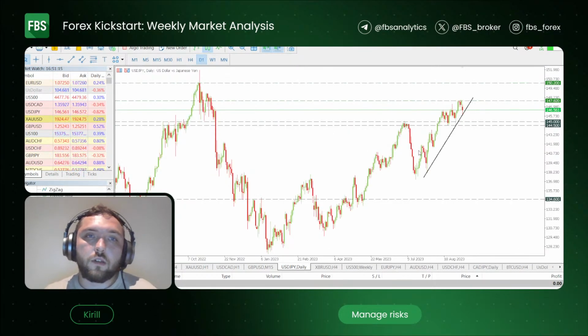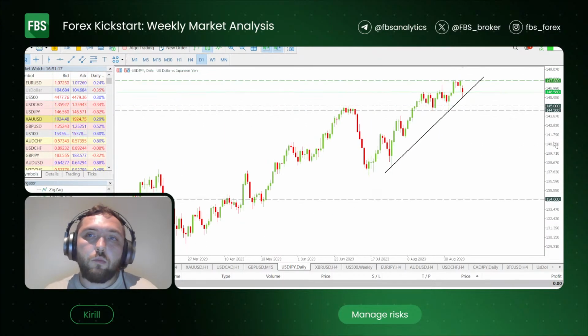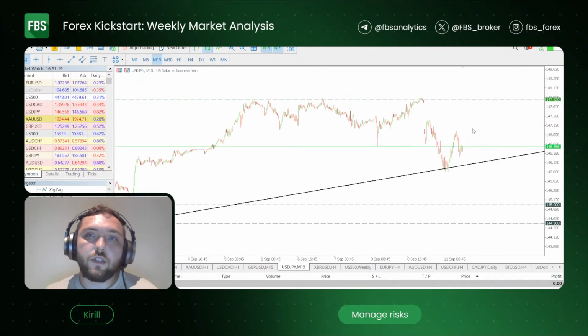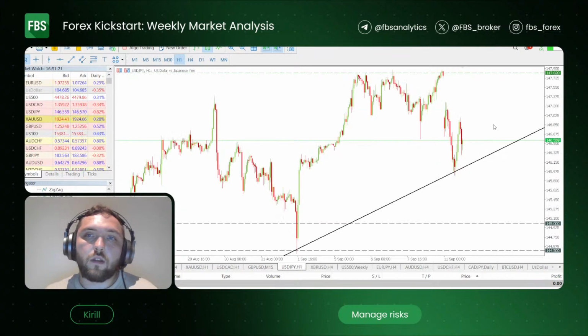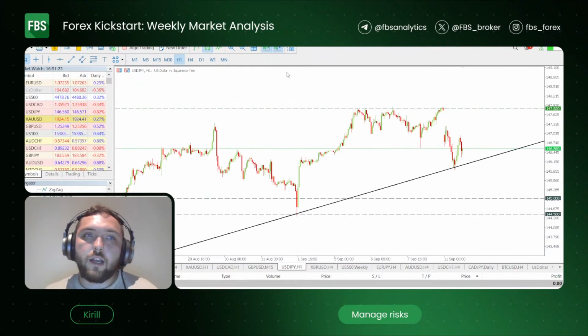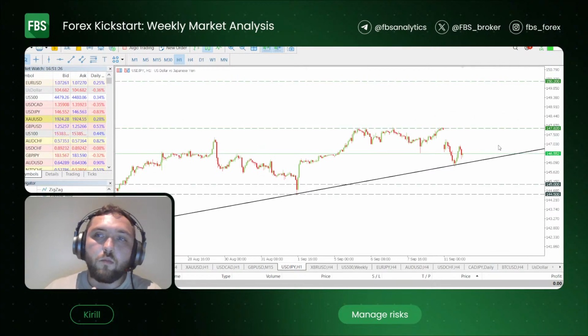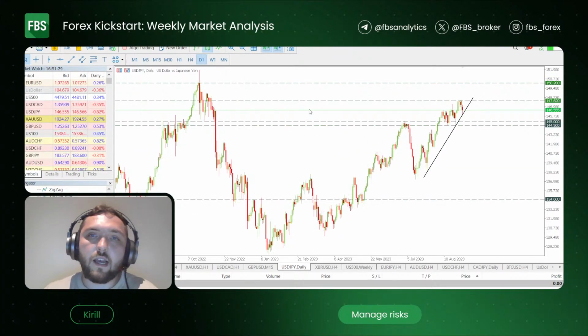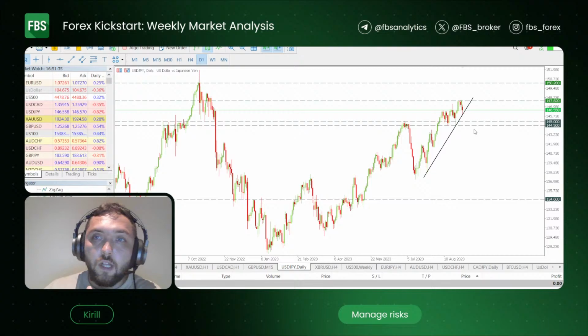of USD JPY. If we break above this area on the one hour time frame, in this case, I think we can move to the recent high on the daily time frame. I hope you can see it right here, which is 150.2, and I think it is really possible. The difference in monetary policies, the difference in the overall global situation.